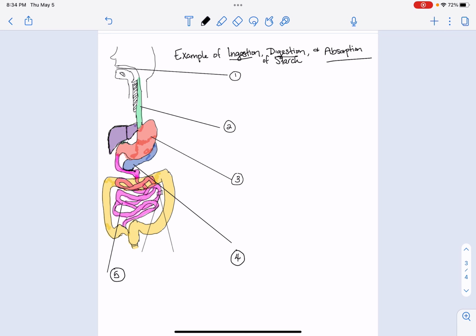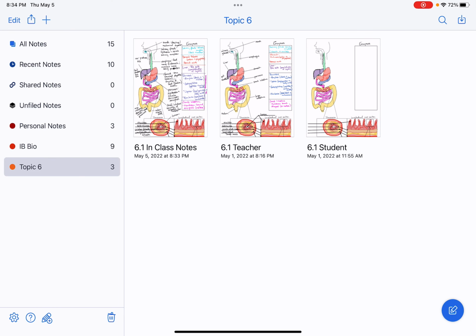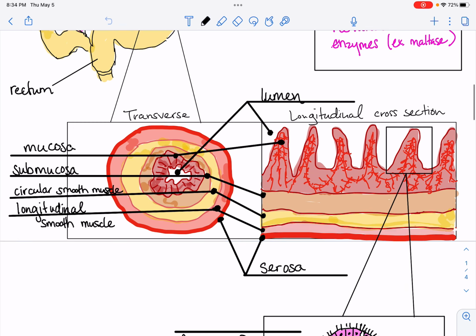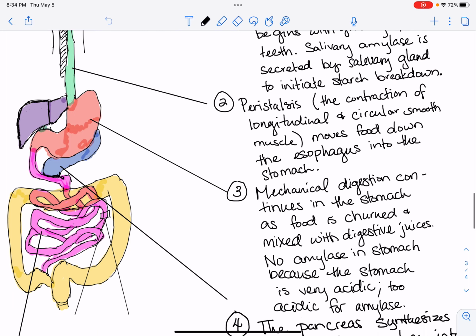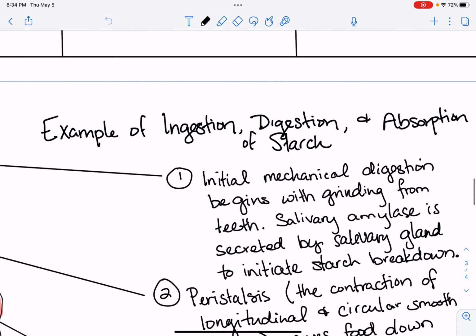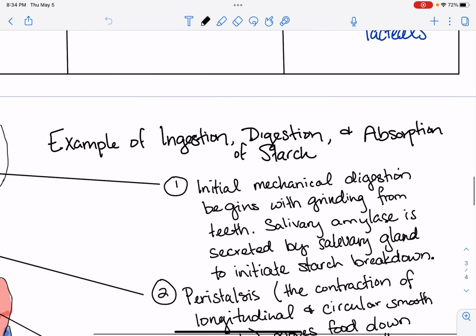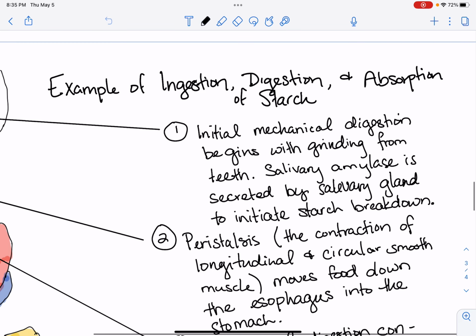So to kind of help you out, I already have this written out. Okay, and I'll add this, okay? Don't freak out. So, first step, if we wanted to explain what's going on with starch, we have mechanical digestion, begins with the grinding from teeth. Salivary amylase is secreted by salivary gland to initiate starch breakdown.